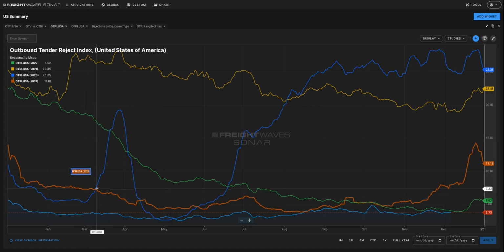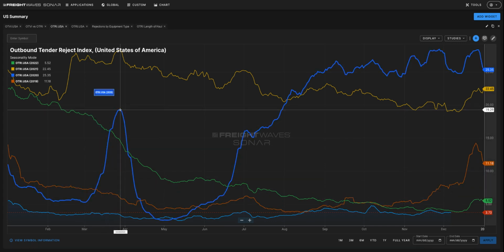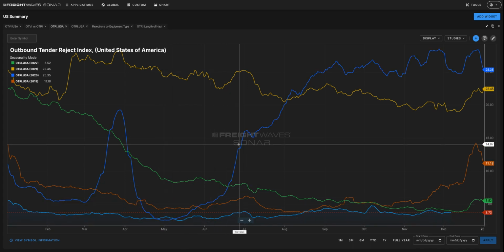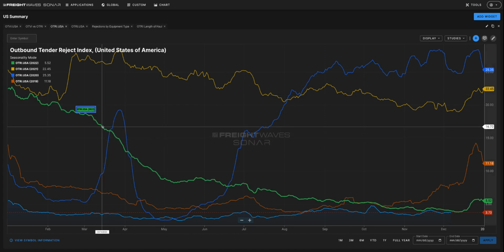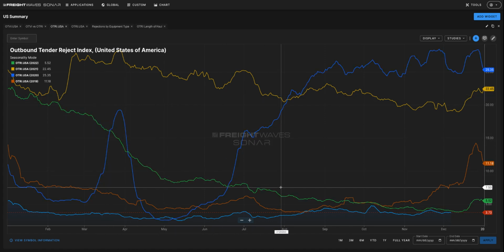Again, during those COVID volume spikes, you can see the rejections followed, most likely because there wasn't enough capacity in the marketplace to account for the amount of demand that there was. During the lockdowns, obviously rejections dropped off. And then as those volumes increased over the next 6 months, you can see the rejections followed. The rejections stayed very highly elevated all throughout 2021. And then as those volumes dropped off in 2022, the rejections followed.